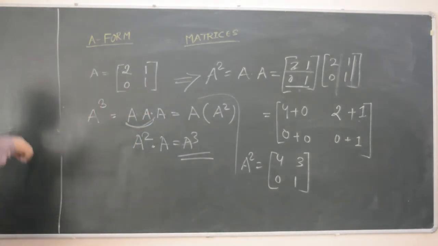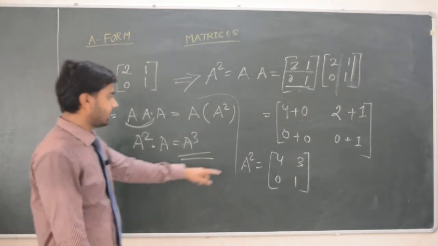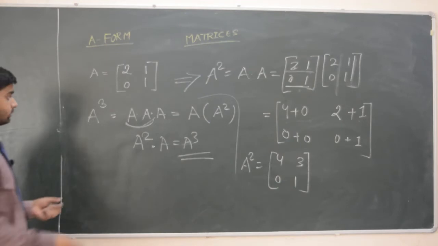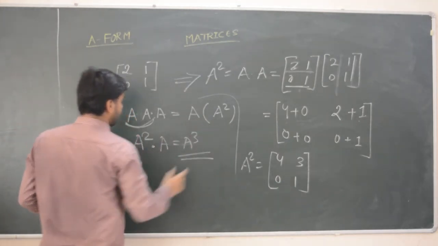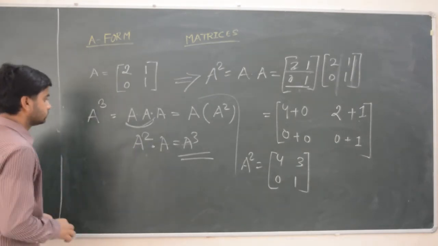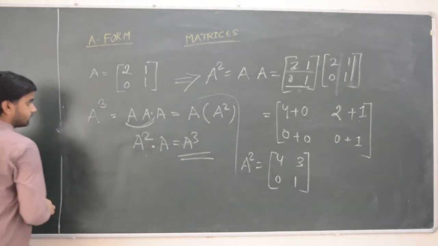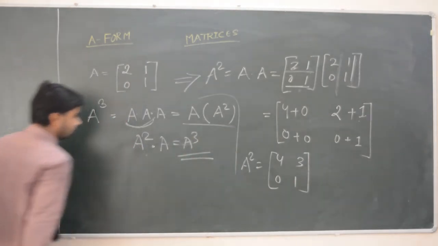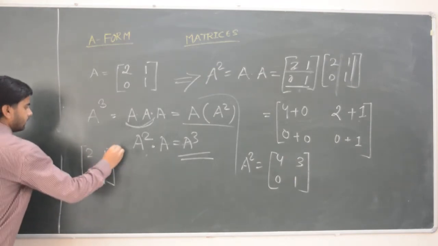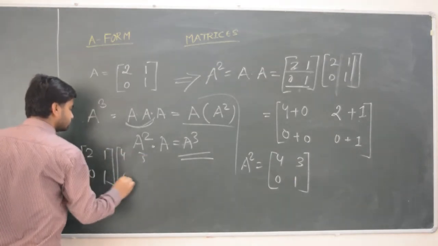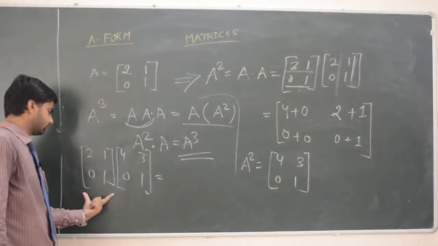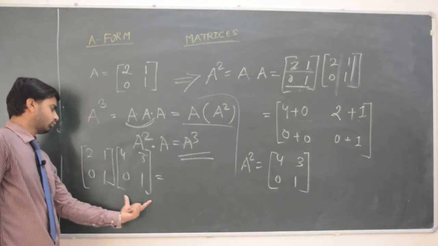But our question is we wanted to calculate A cube. So A cube will be the product of this A square again with A. Write down that product, whether A with A square or A square with A, in either case A cube will be the same. So we are going to multiply this product. A is [2 1; 0 1] and A square is [4 3; 0 1]. Multiply these two matrices. The product is possible because the number of columns here equals the number of rows in the second matrix.